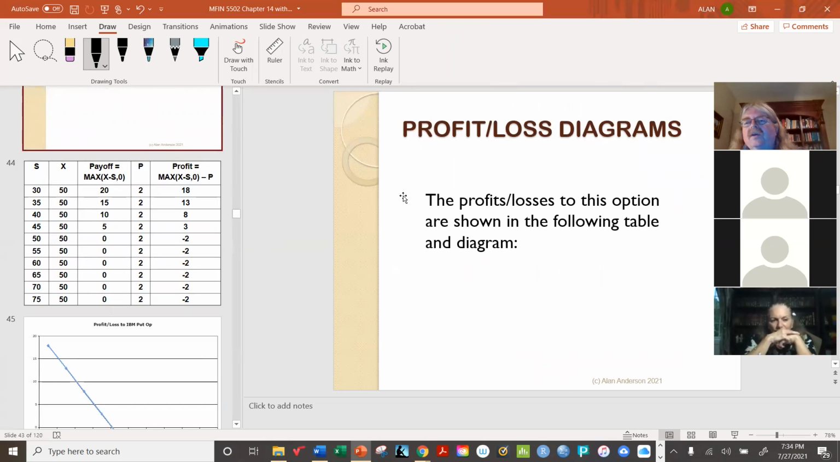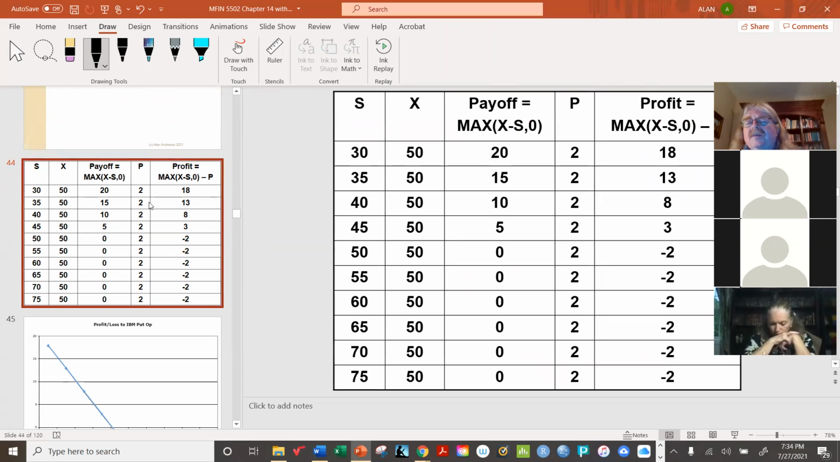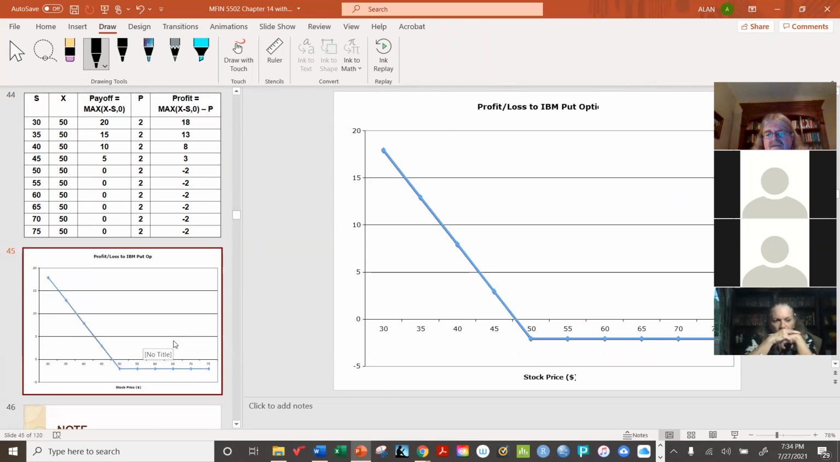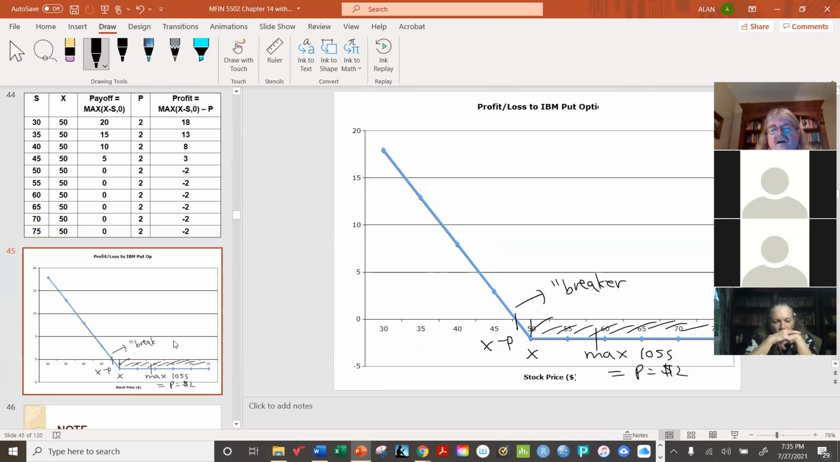All right. So now, of course, we also have to figure out what to do about profits and losses. Just like before, we're simply subtracting the put price to get the actual profits and losses. And so the whole thing shifts down by $2. Here's the maximum loss region. And it happens to equal $2 because that's the put price. That's as bad as it gets. And then the break-even point occurs when we've earned enough of a payoff to cover the cost of the put. After that, profits are positive. Nice.